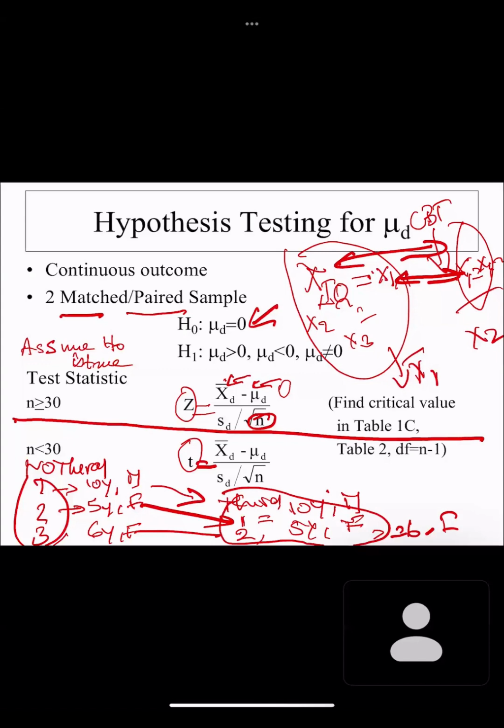Remember for z, we find the critical value. For an alpha of 0.05, or 95%, z is 1.96. If it's one-sided, it's 1.645. If it's two-sided, it's 1.96. And for whatever t is, we have to look at the degrees of freedom, which here are n minus 1, because we are only dealing with one sample, not two samples.